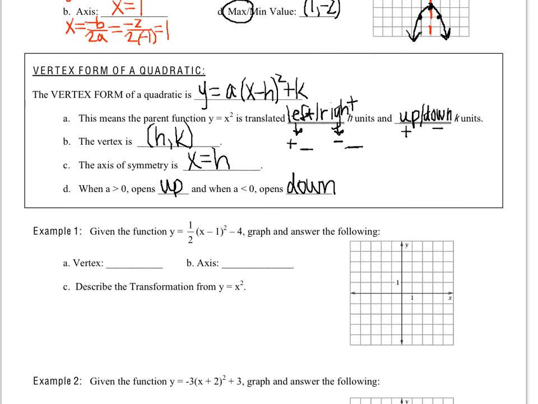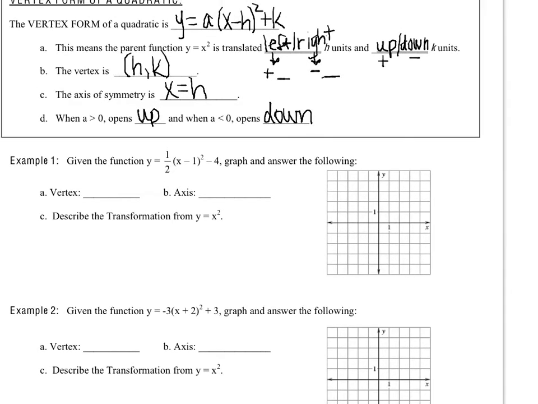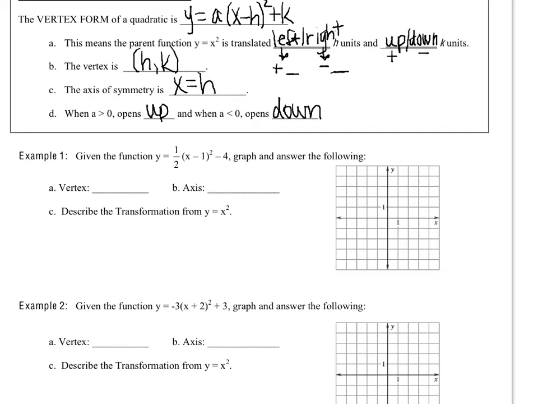Let's look at a problem in vertex form now. Given our function, y equals 1/2 times the quantity x minus 1 squared minus 4, we're going to graph and answer the following. So the first thing we want to know is our vertex, and our vertex is h, k. H is here, and k is here. And notice it's minus h. So my h is positive 1, my k is negative 4. So my vertex is the point 1, negative 4. So my axis is the line x equals 1.